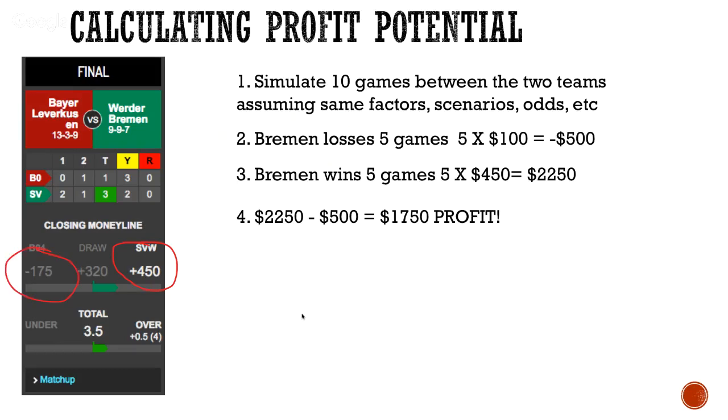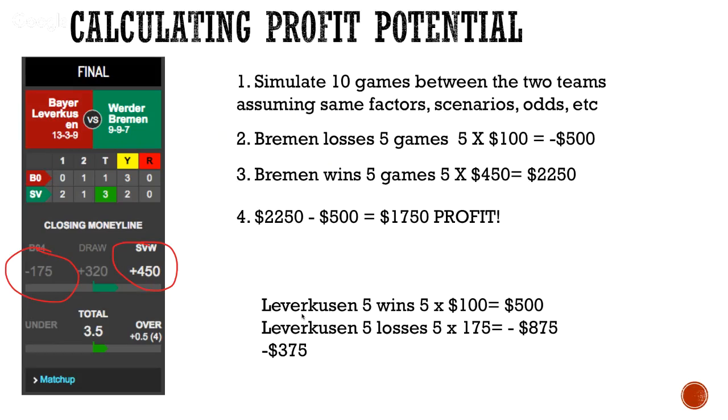Now let's look at the other side of it. Leverkusen. They were minus 175. So let's do the same thing, calculate the same profit potential for them. And this is why the general public loses money. They get 5 wins. So 5 times 100 would be $500.